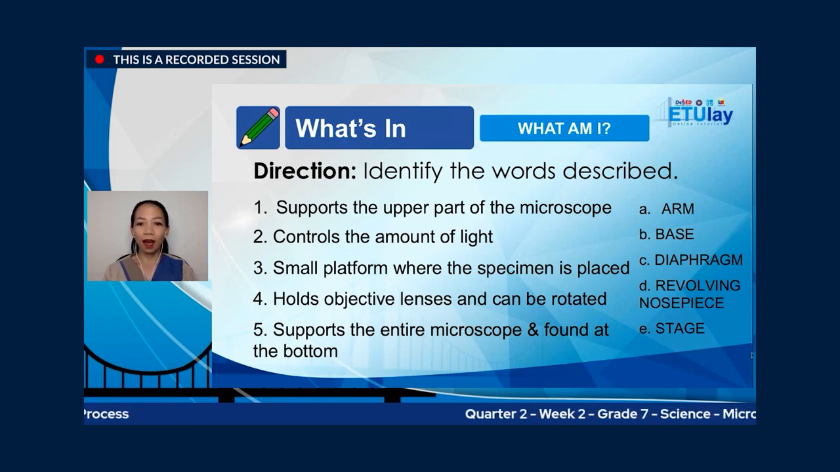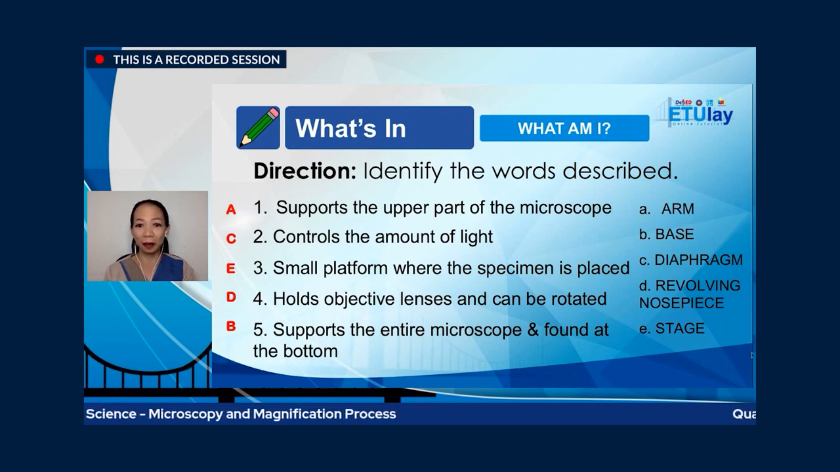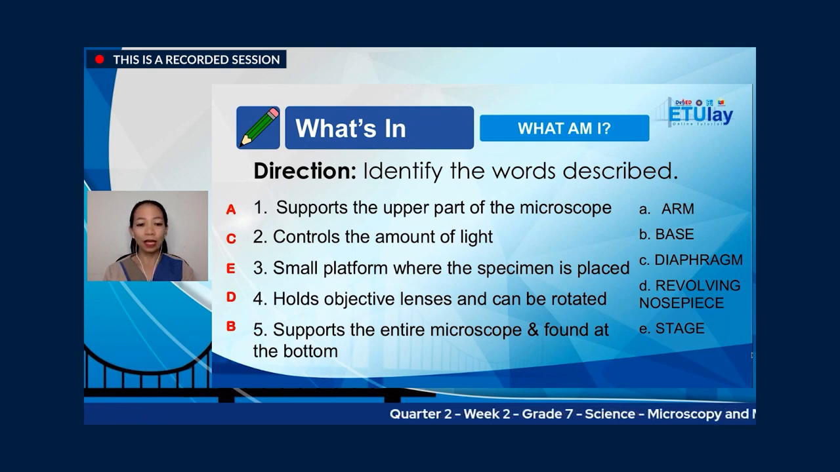What do you think are the answers to the 5 items described? Number 1, supports the upper part of the microscope, is the arm. Number 2, it controls the amount of light, that's the diaphragm. Number 3, a small platform where the specimen is placed is called the stage.